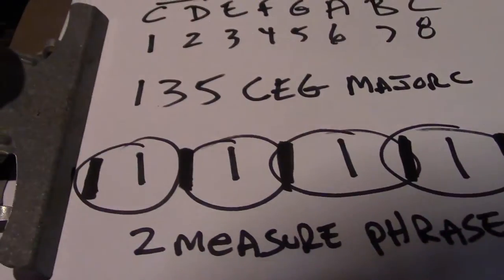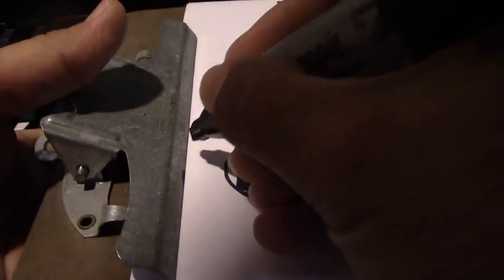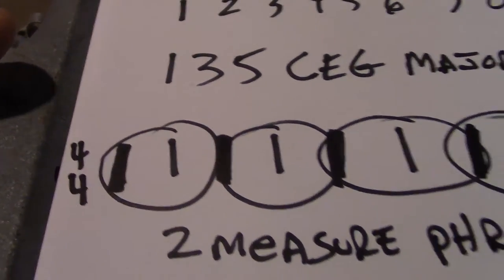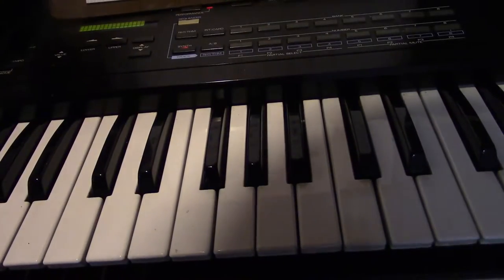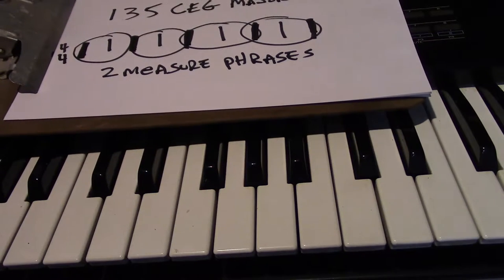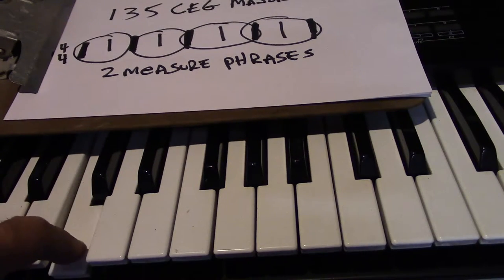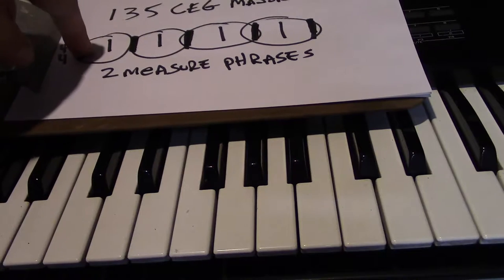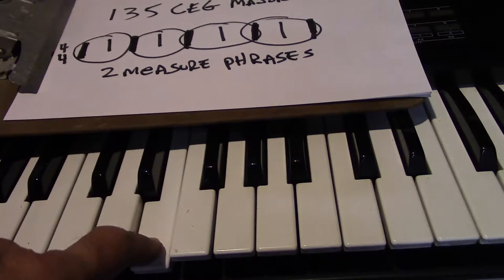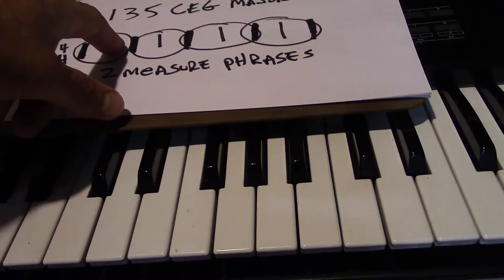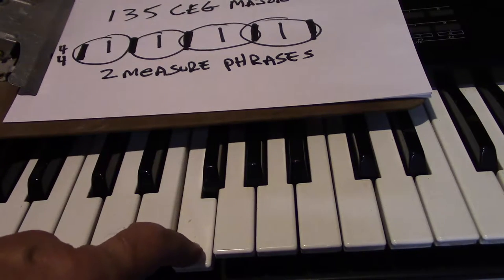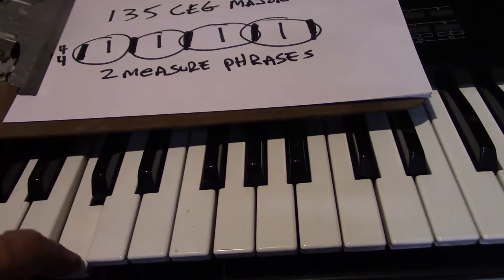Okay, so 4 beats in a measure. Most songs are 4 beats in a measure, right? 4 time. So if we were gonna go with this key of C, we'd go 1, 2, 3, 4. That would be the first measure. 1, 2, 3, 4. That would be the second measure. Third measure. And 4th measure.